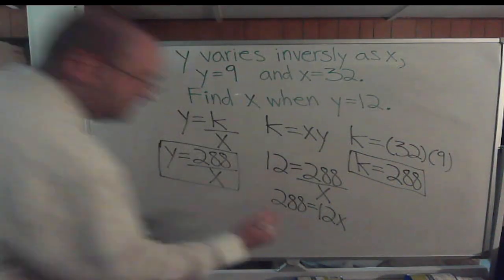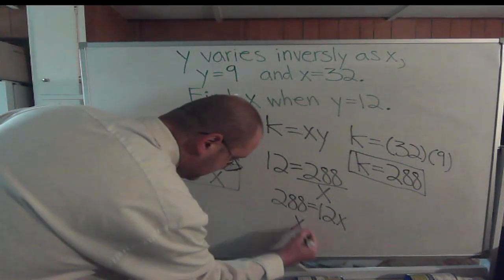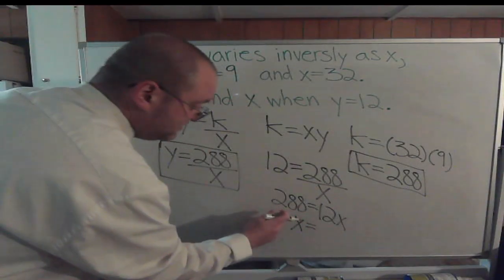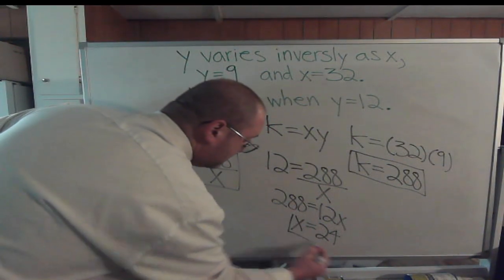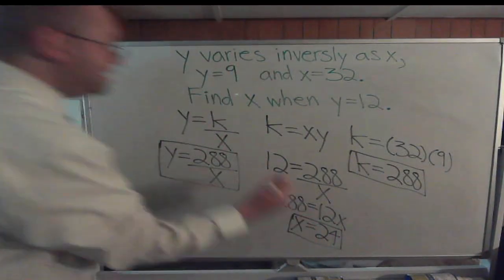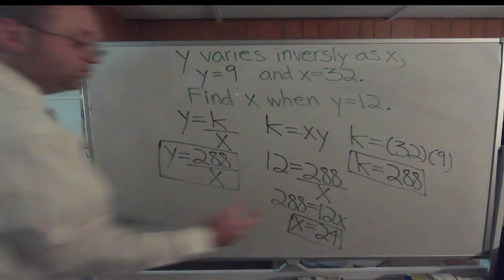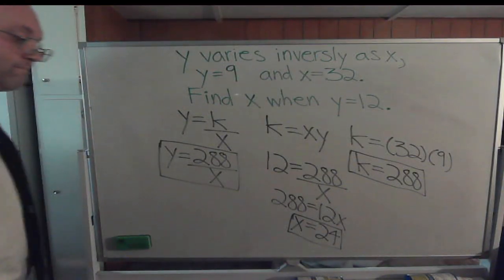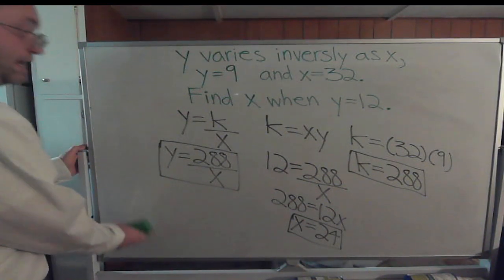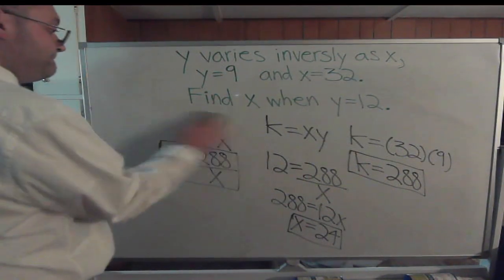So if I do that, on the right side I get x, and on the left side I divide 288 by 12, I get 24. So that's my answer. When y equals 12, x equals 24. That would be my answer. And that's all there is to that one.